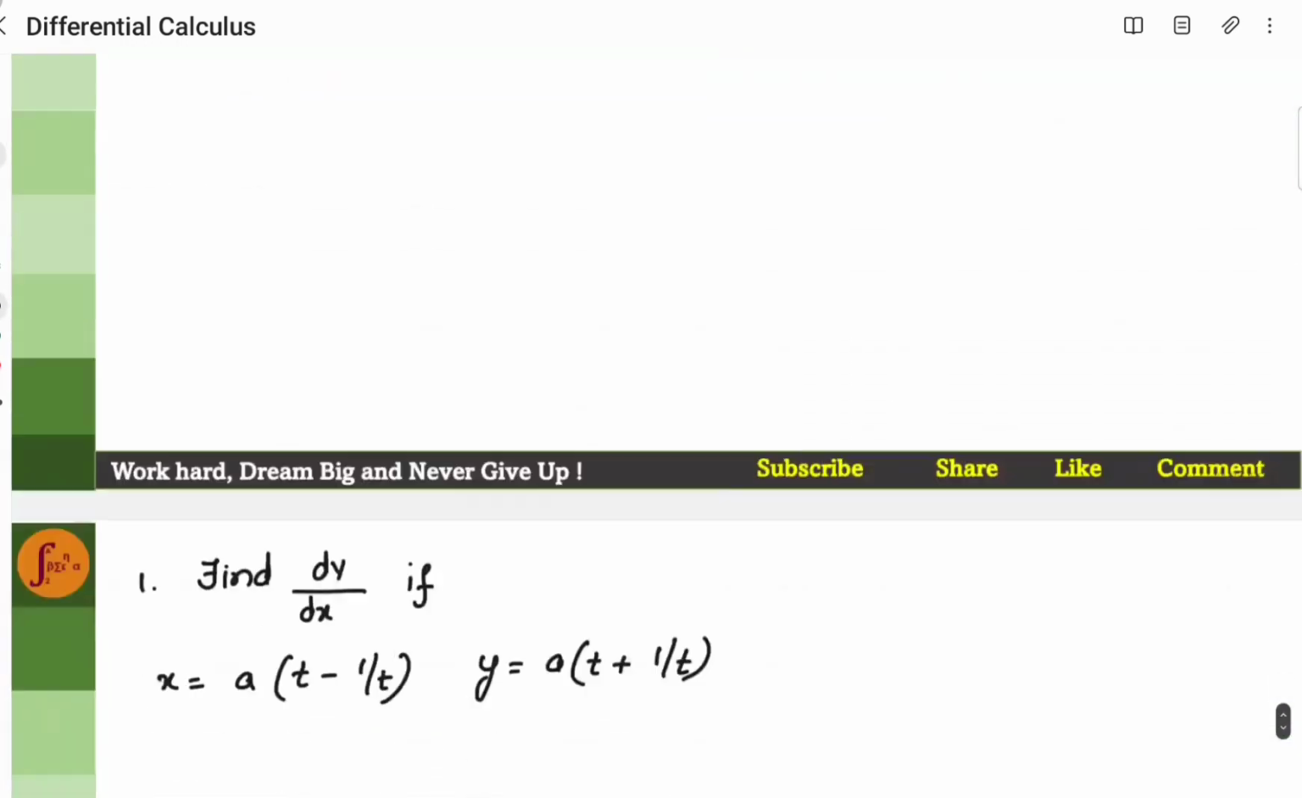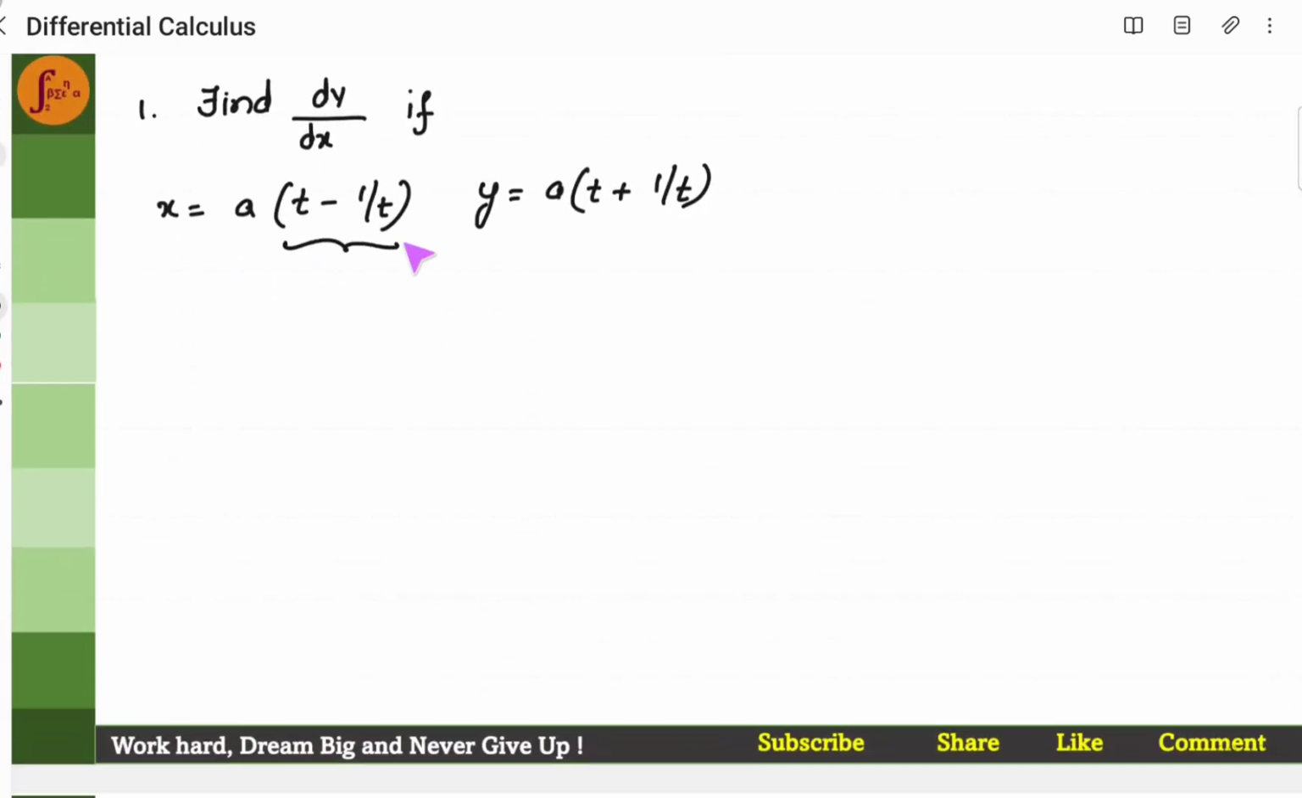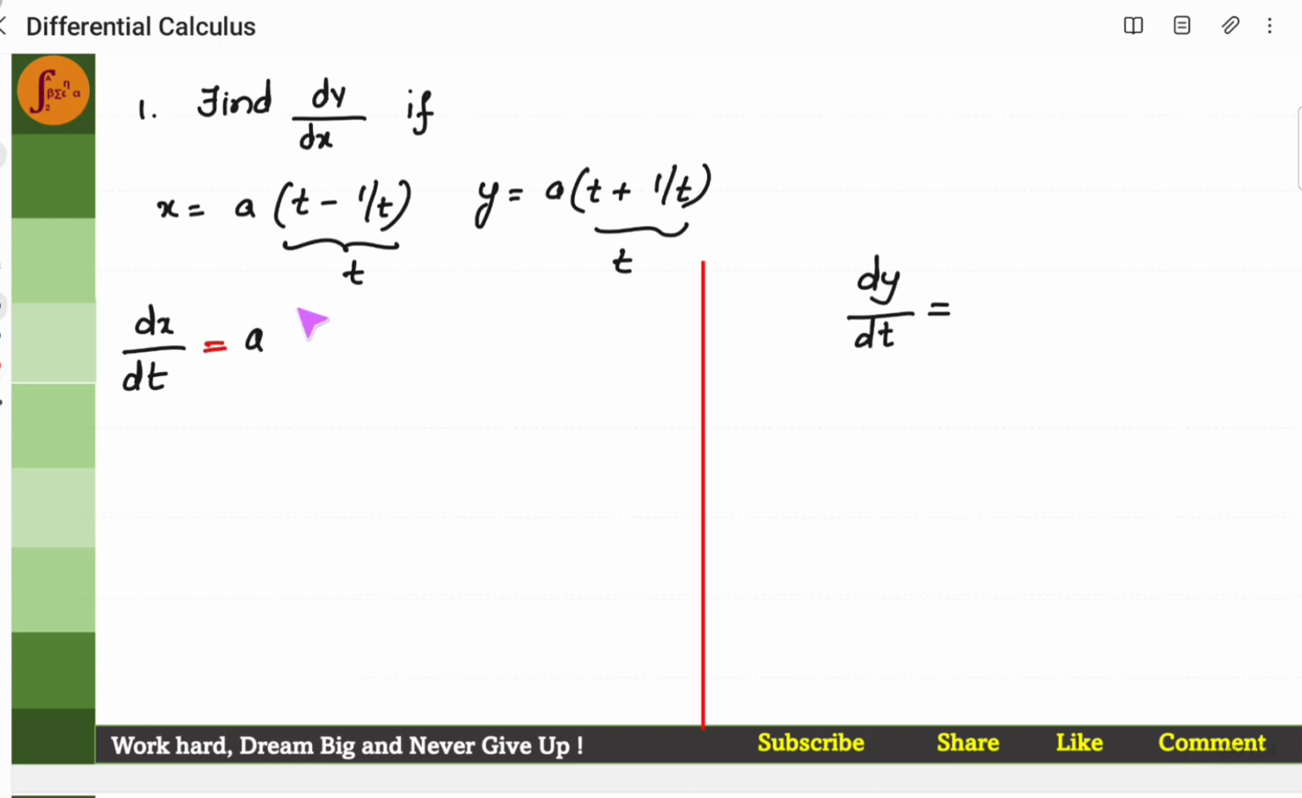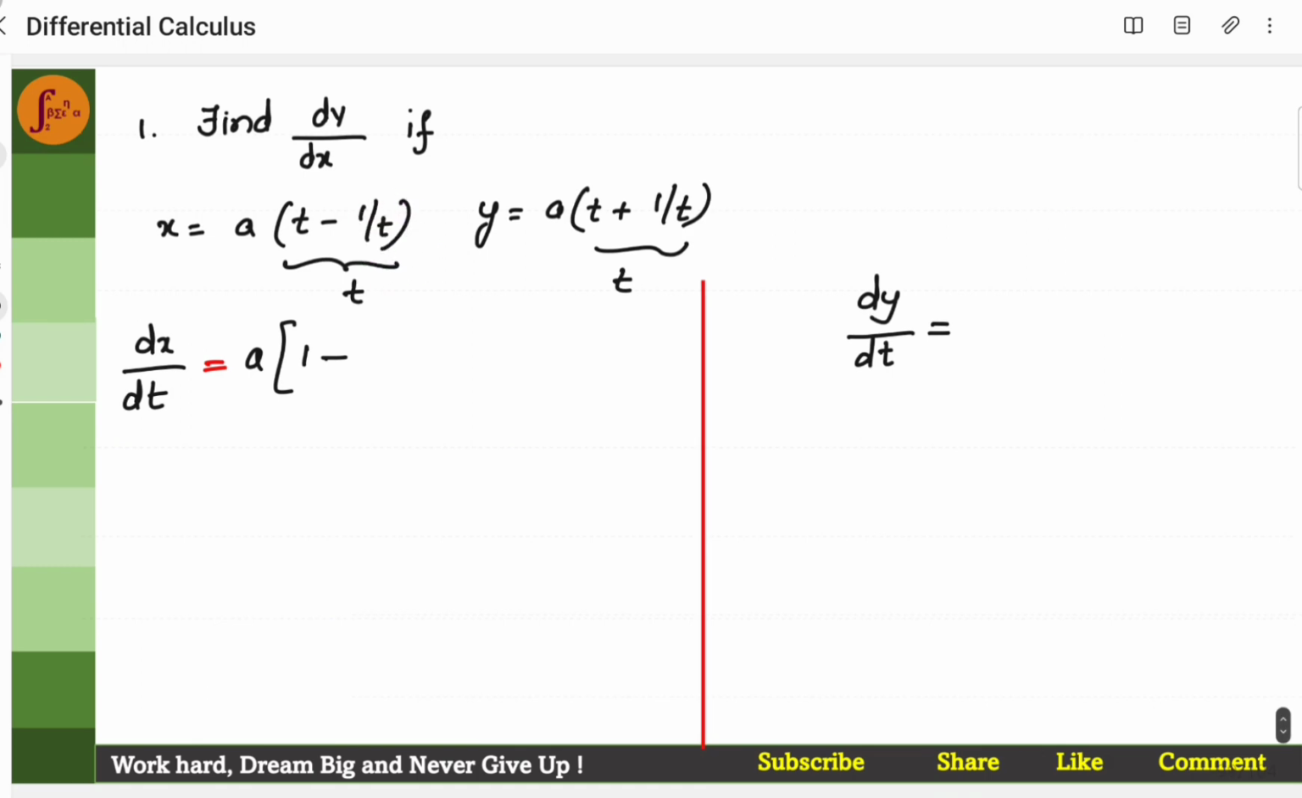So let's take another example. Here it is expressed in terms of t. So first I'll find dx by dt and here I'll find dy by dt. So a is a constant. Let's leave this. t minus 1 by t. What is the derivative of t? It is 1. And what is the derivative of 1 by t? It is minus 1 by t square.